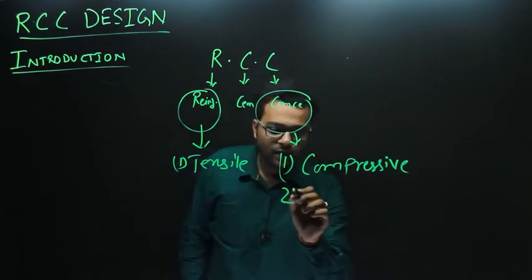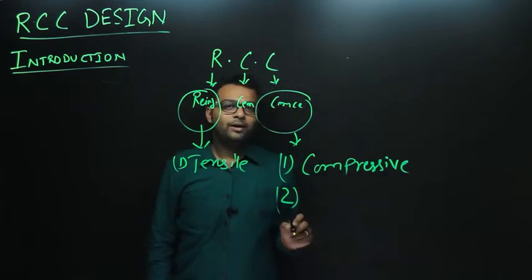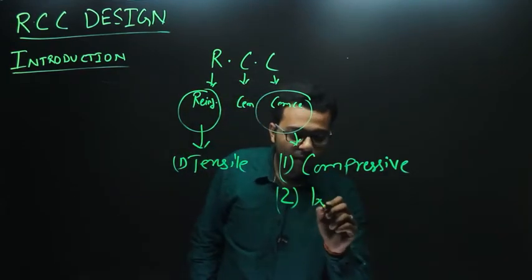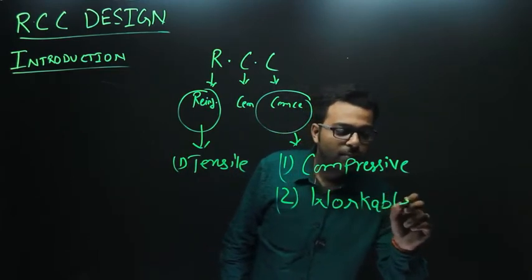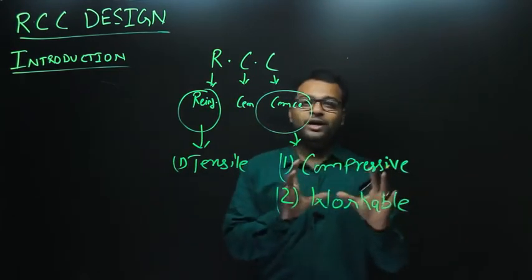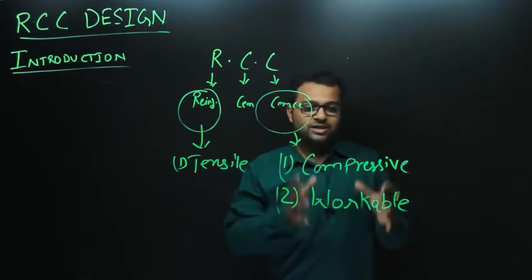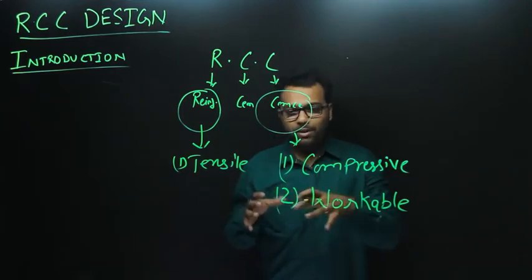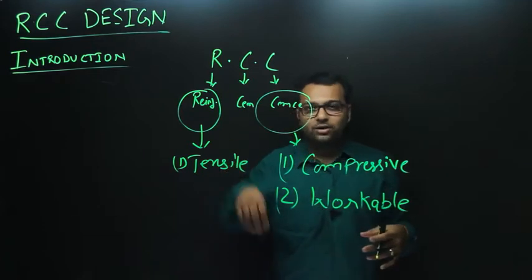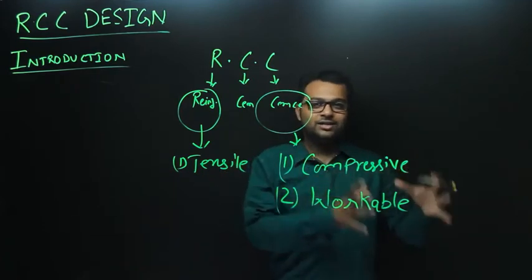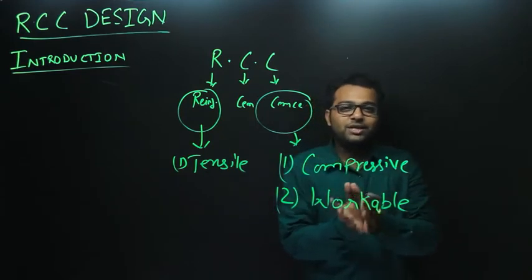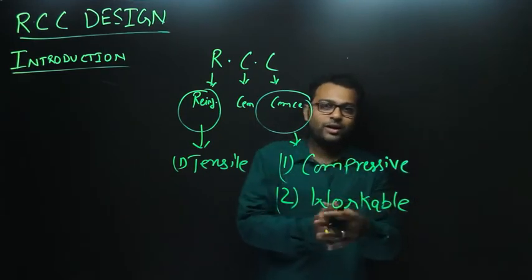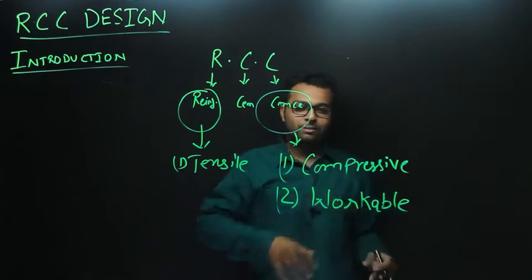Then what is the next property for concrete? It is easily workable. Now, what do I mean by workable? By workable, I mean that concrete can be cast in place. It can be prepared by mixing cement, aggregate, and sand on site, and then it can be cast. It is something between liquid and solid, so it can be directly transported and put in place.